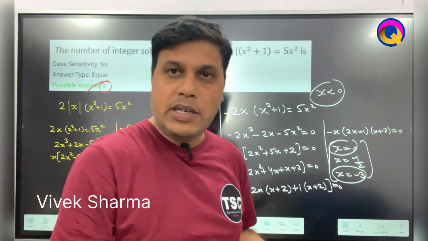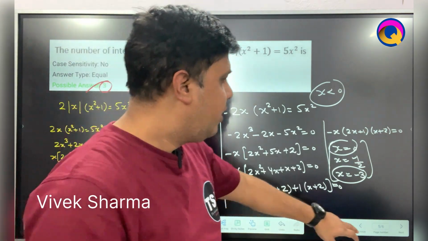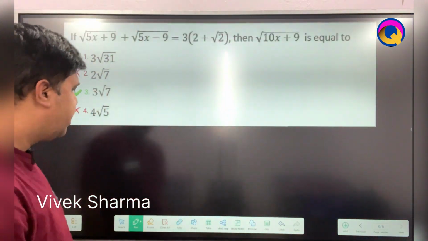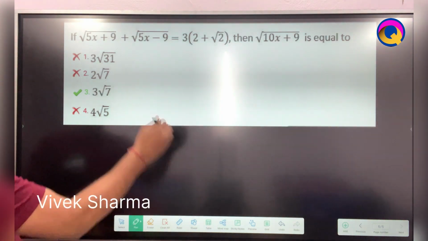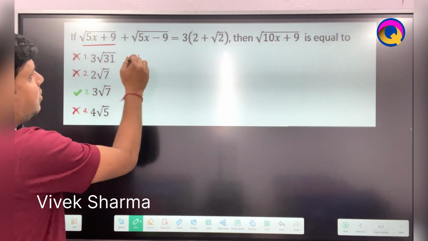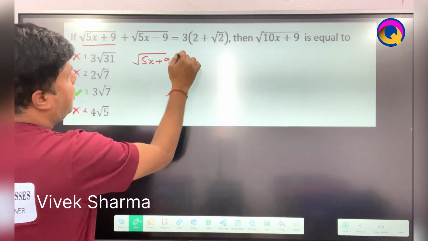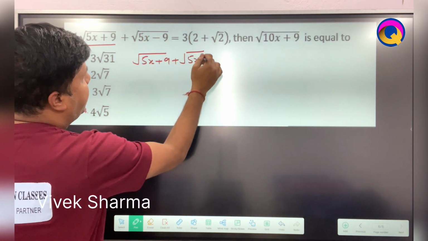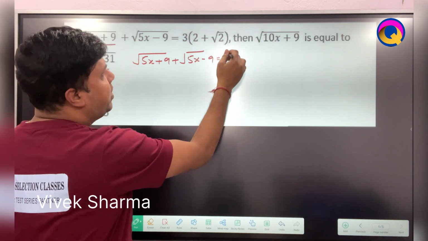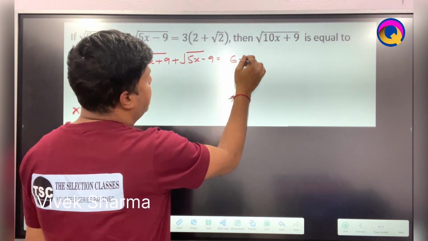Hopefully this question is also clear. Now moving to the last question of today's video, and it is saying root of 5x plus 9 plus root of 5x minus 9 is going to be 6 plus 3 root 2.